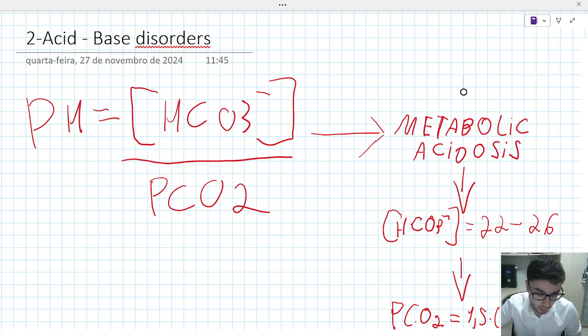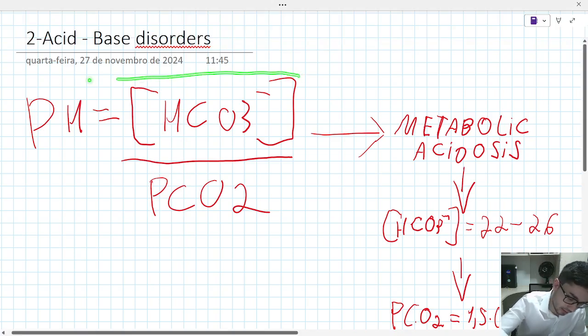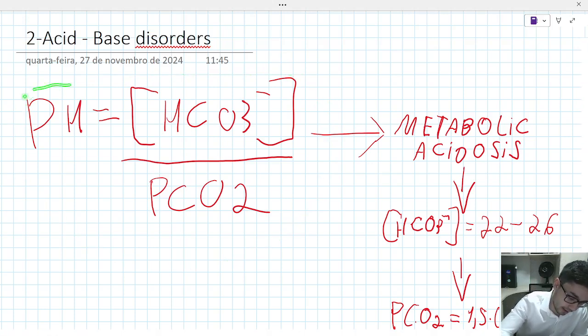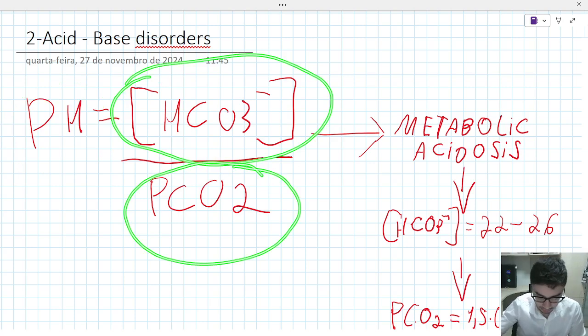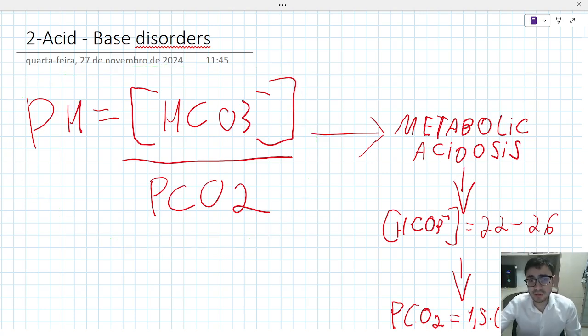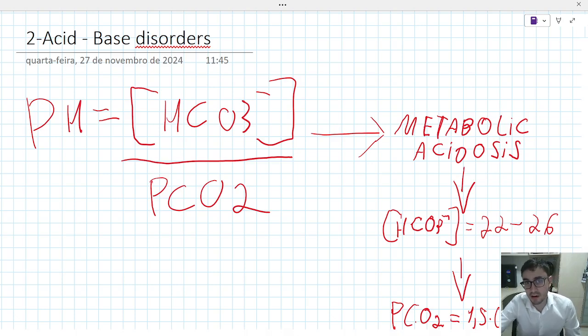Let's continue with our course. Today will be a quick one. Let's remember what we talked about last class about this equation here. It's an equality about the pH, the bicarb, and the PCO2. There's an equilibrium here, and all the systems in our body that are involved in the regulation of the pH want to keep the pH constant. And how can we do it?